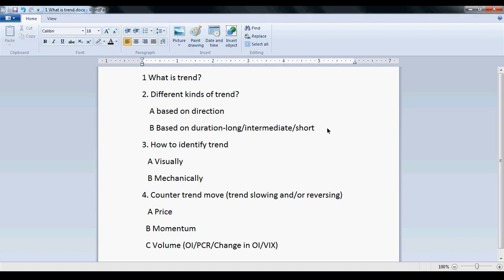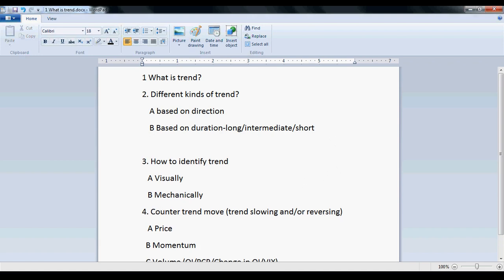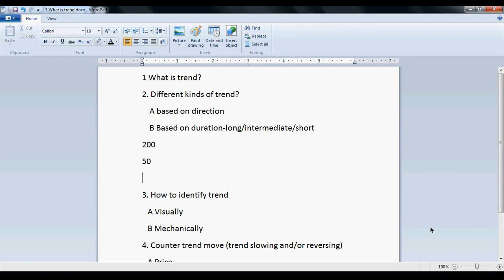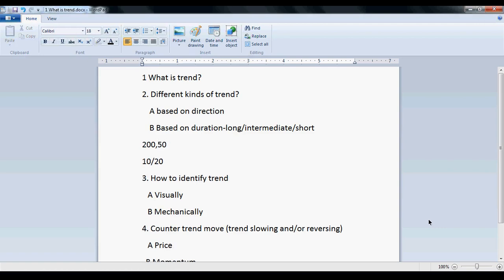So there is no magic number. However, the 200 period moving average, then the 50 period moving average, and the 10 to 20 period moving average is good enough for us to identify any kind of long term, intermediate, or short term trend. Now we'll discuss how to do that.